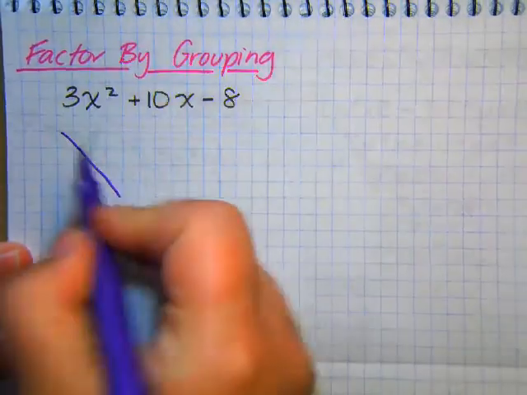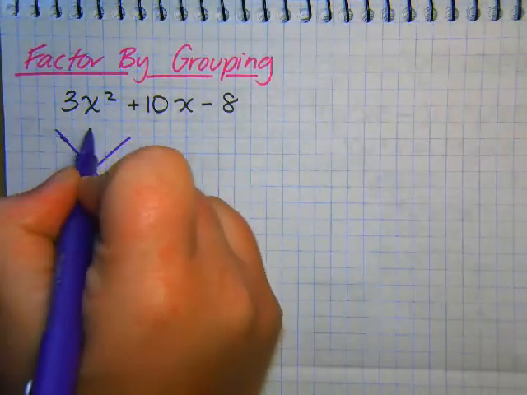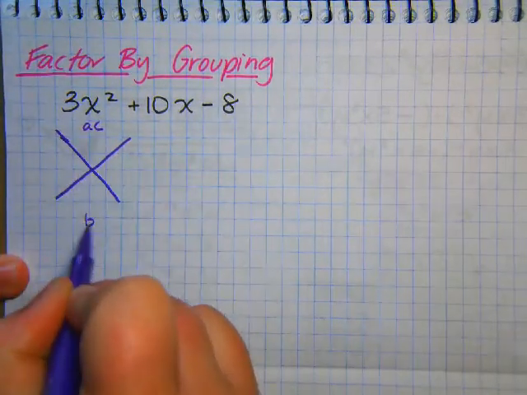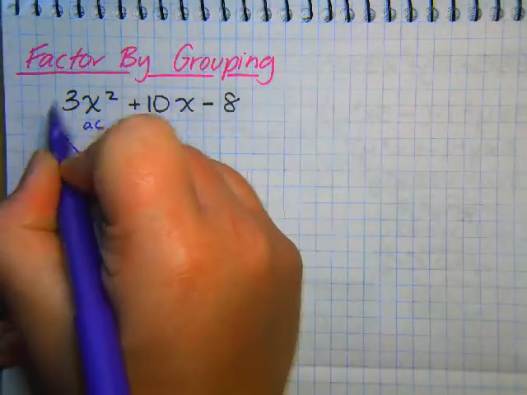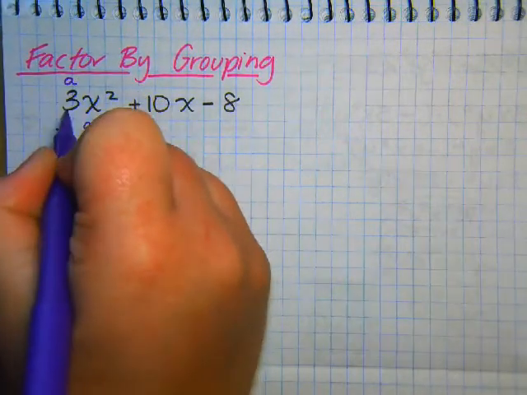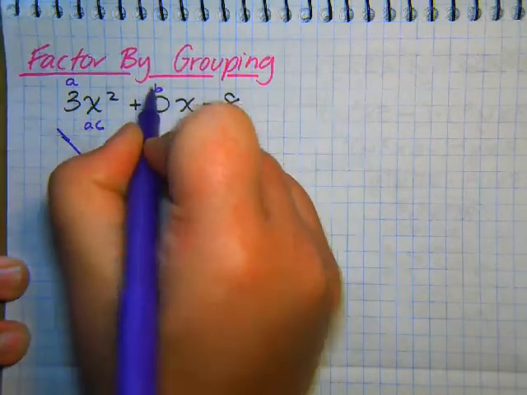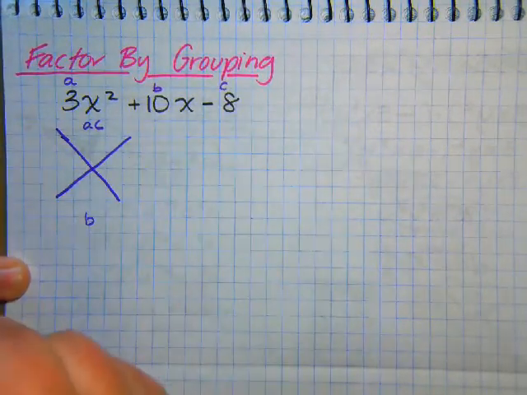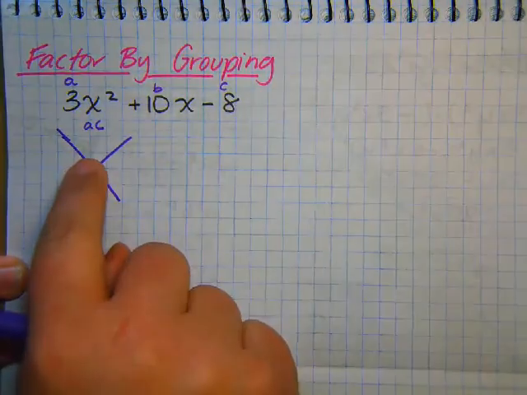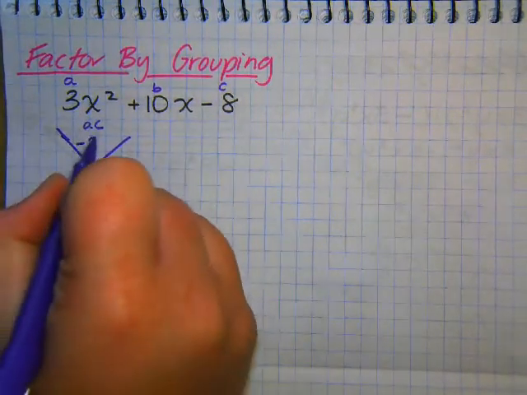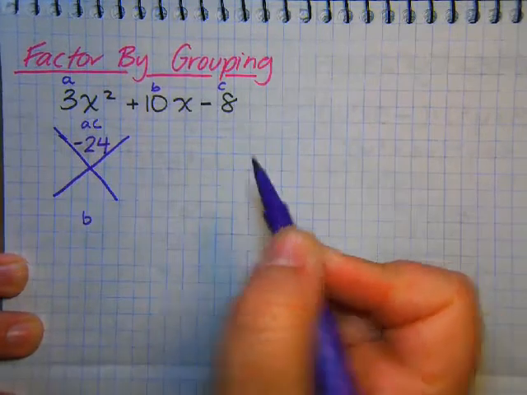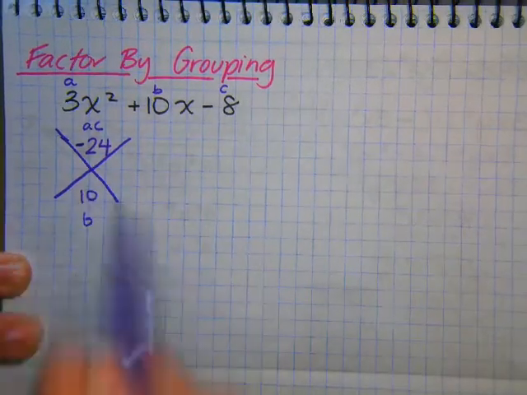So create our own little diamond problem here. And remember, AC goes on top and B goes on bottom. Each of these has to be in standard form. A is the one with the x squared, B is the one with the x, and then C is last. So we multiply AC to get this top number. 3 times negative 8 is negative 24. And then B is positive 10.